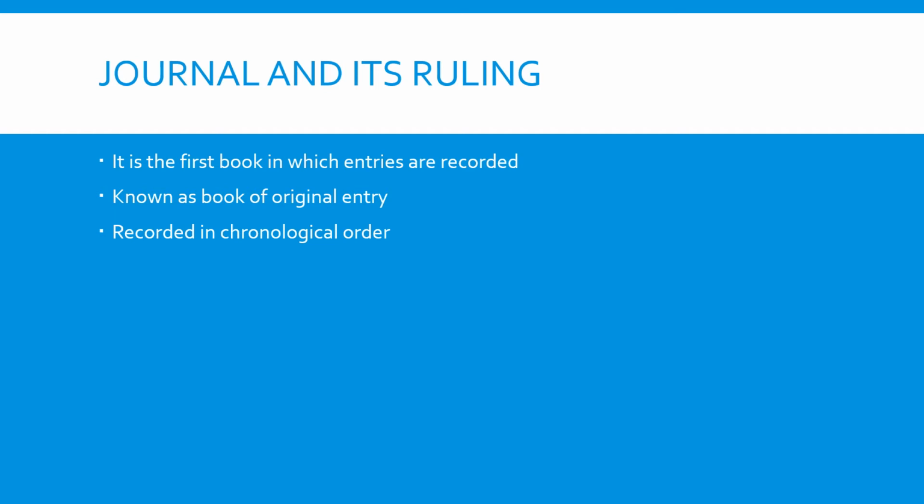Without journal, it cannot flow through any of these books. And that's why we call it a book of original entry. The normal thumb rule is every journal entry should be recorded in chronological order, basically meaning date and time wise. So what is the format? Is there a particular format where we can record a transaction in terms of journals?